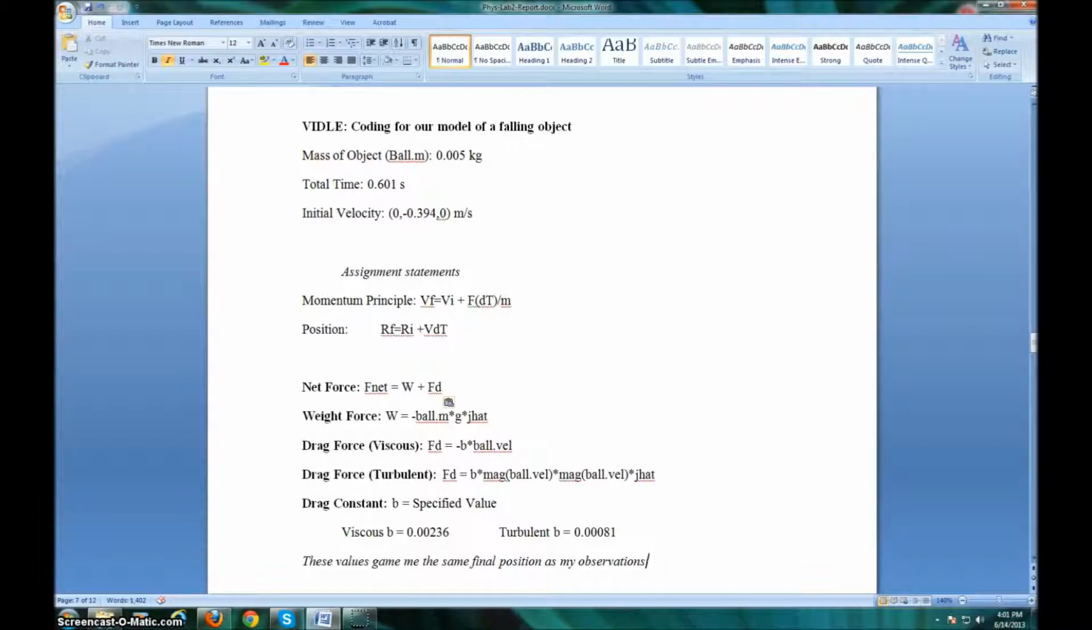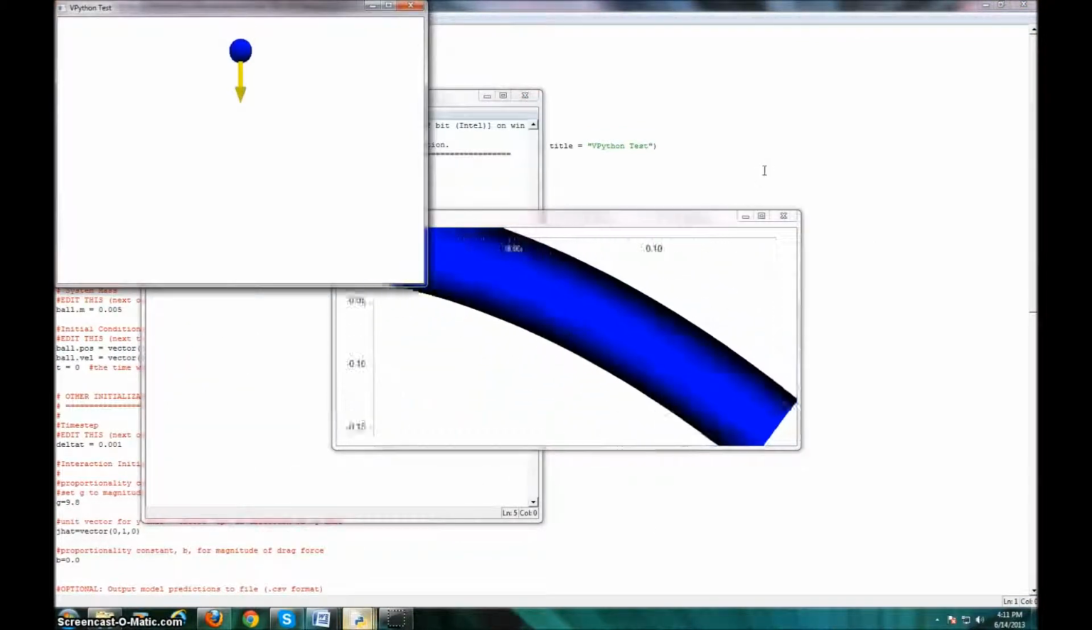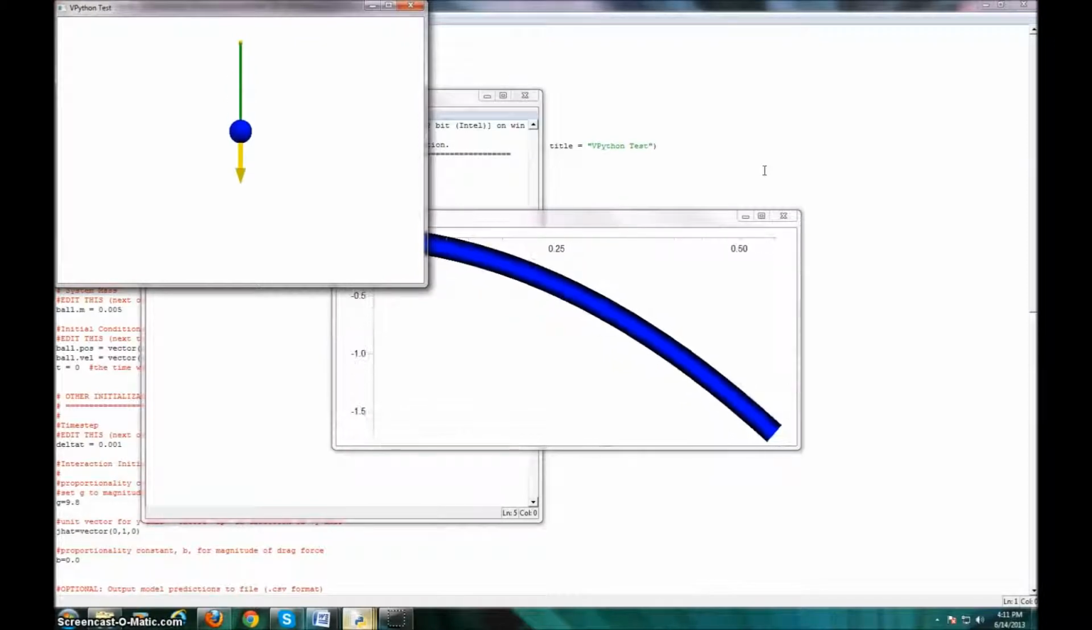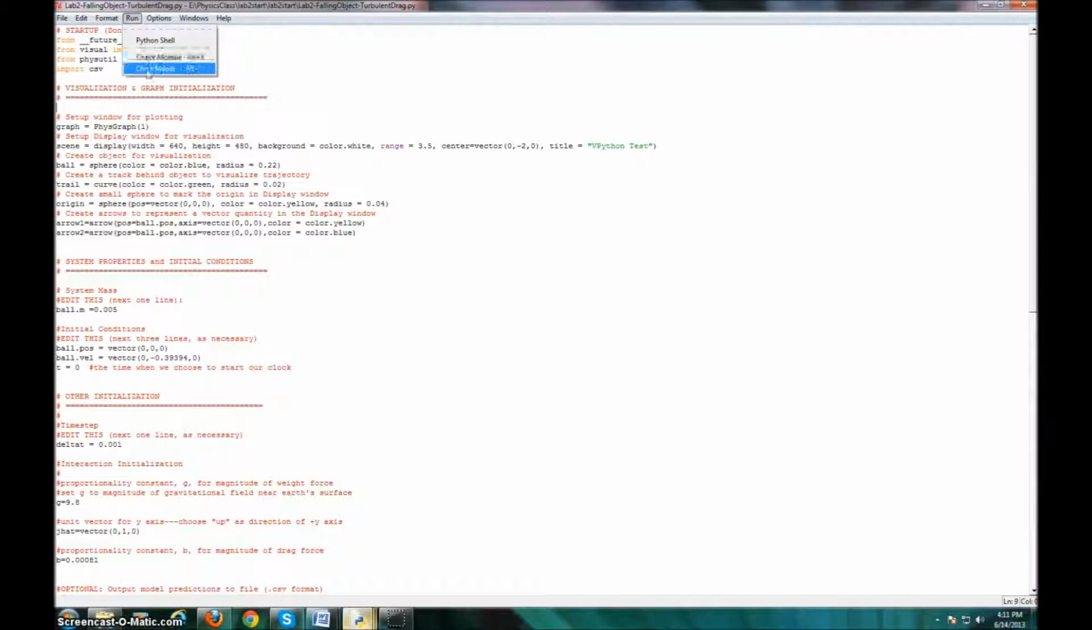Now that we understand the concepts, we can begin coding our model of a falling object. I've got the key assignment statements written out down here. We can see I've got the net force, the weight force, the drag force for viscous and turbulent drag, and a drag constant which I had to specify. I picked these values because they gave me the same final position as my observations. So let's see how our models run. First we'll run one without drag, and then we'll run one with drag.